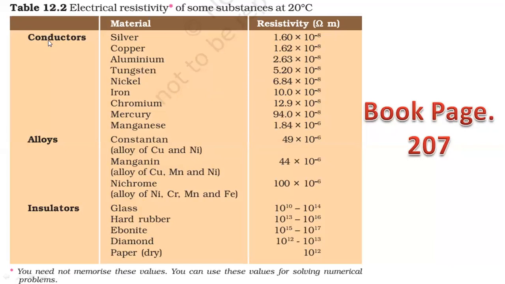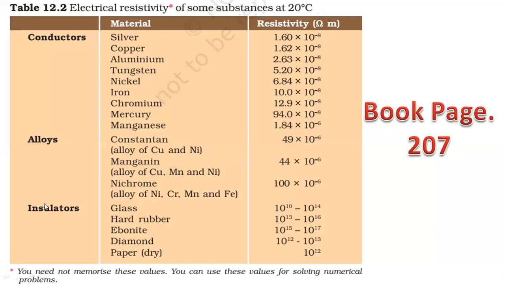The materials given here are conductors, alloys, and insulators. Conductor means what we have already seen. Conductor means materials which readily allow electricity to pass through them. Such kind of materials are also called by another name, that is metals. So metals and conductors are the same, right? They allow electricity to flow through them. And you can see examples here of conductors. Iron, silver, copper, we already know these are metals. So they will allow electricity to pass through them.